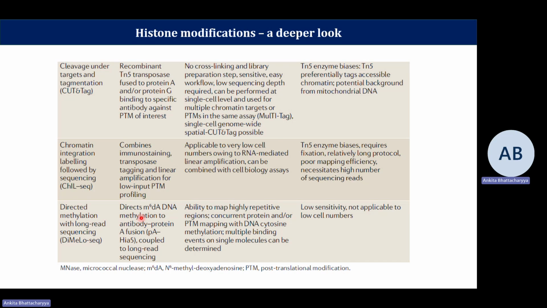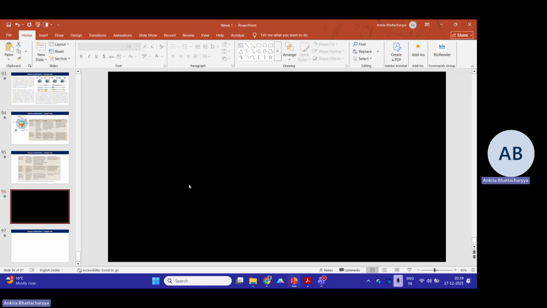It has the ability to map very highly repetitive regions, concurrent protein and or PTM mapping with DNA cytosine methylation, and multiple binding events on single molecules can be determined. But it has very low sensitivity, and is not very useful for low cell numbers. So these are just some examples of some of the techniques which can be used. With this, we will end today's class.